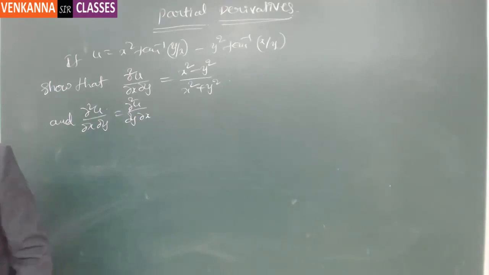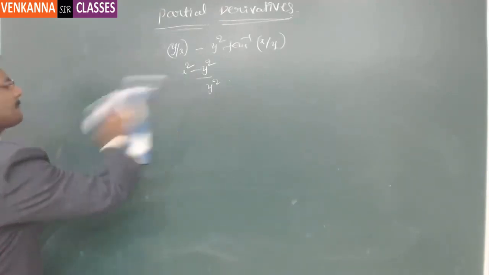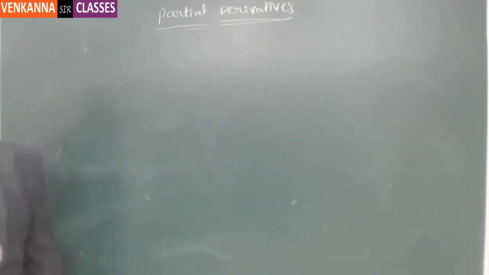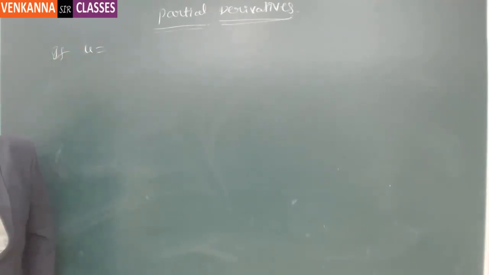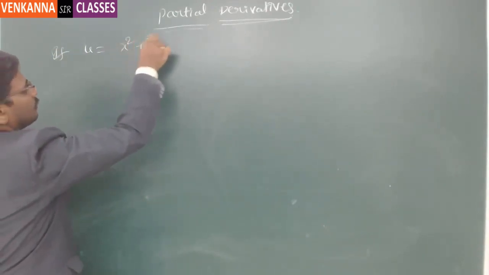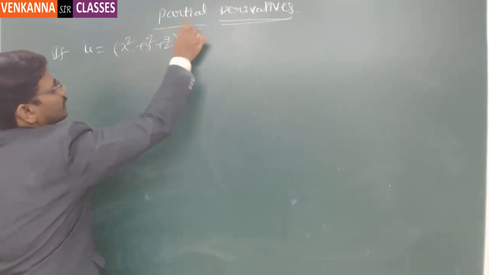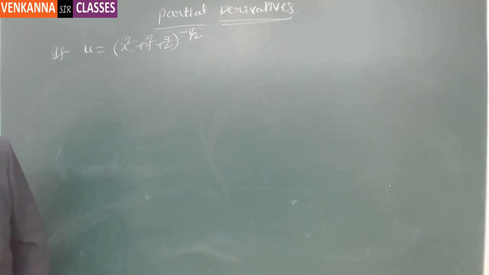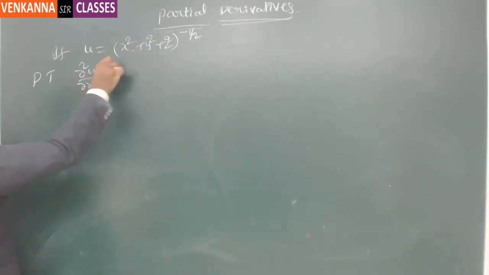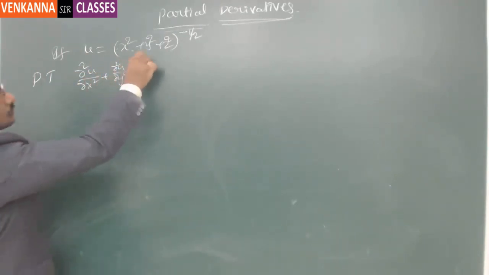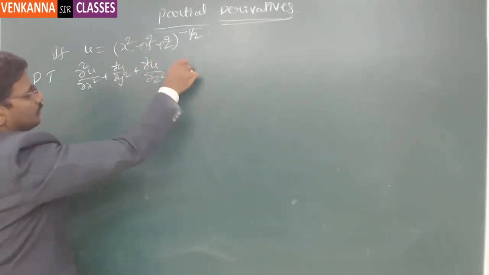Note down one more. If u is equal to (x square plus y square plus z square) whole power minus 1 by 2, prove that dou square u by dou x square plus dou square u by dou y square plus dou square u by dou z square is equal to 0.